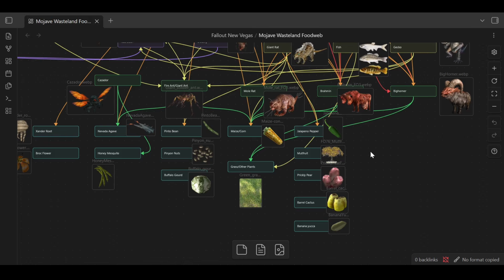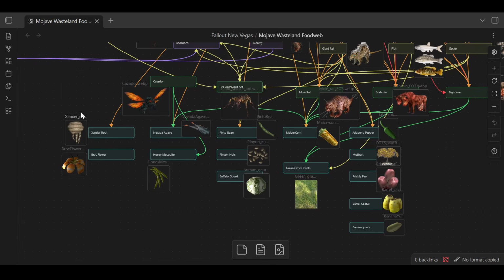I've kind of classified them roughly as fruits, sort of. So mutfruit does exist, jalapenos, prickly pears, barrel cactus, banana yucca, maize and corn, and then grass. These are kind of related. And then our nuts and seeds and things: the buffalo gourd seeds, pinyon nuts, pinto beans, agave and honey mesquite, and then the sandarroot and brock flower. Although they're not really food, they kind of make healing items, but they're still kind of in there. Presumably they do have some nutritional benefits as well.